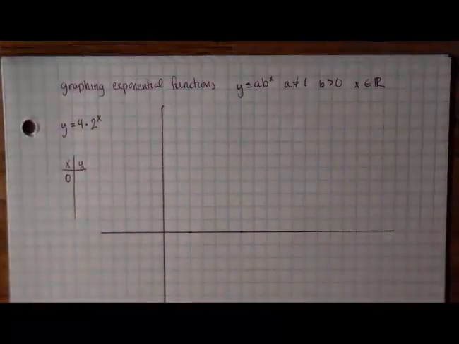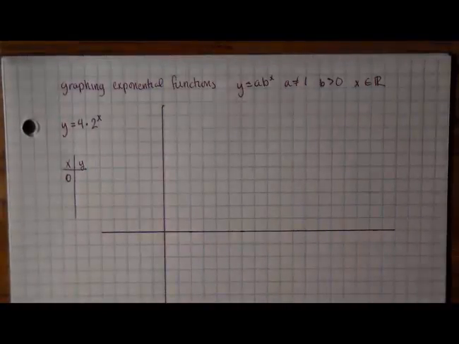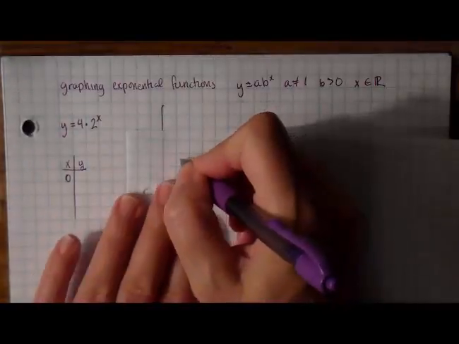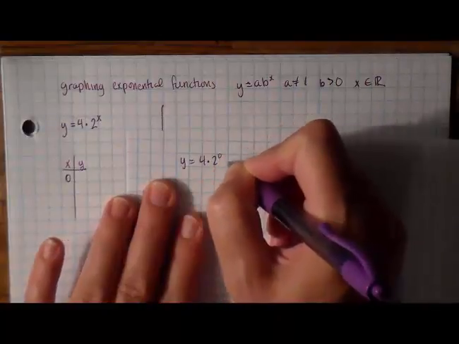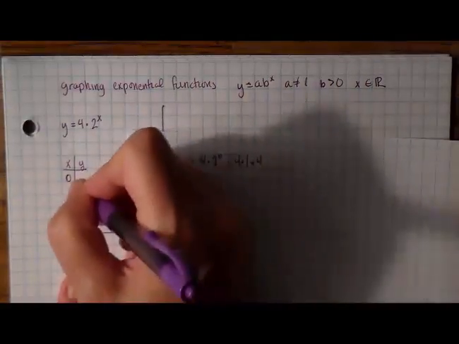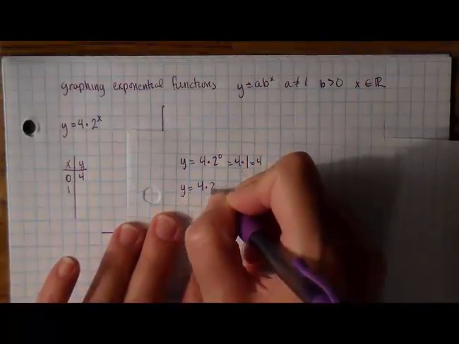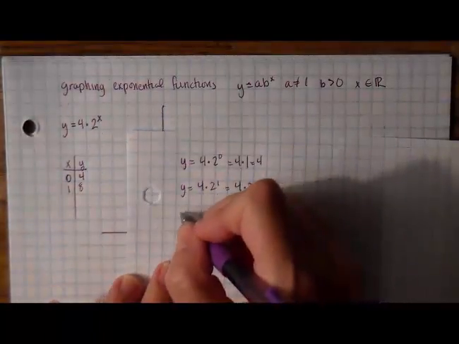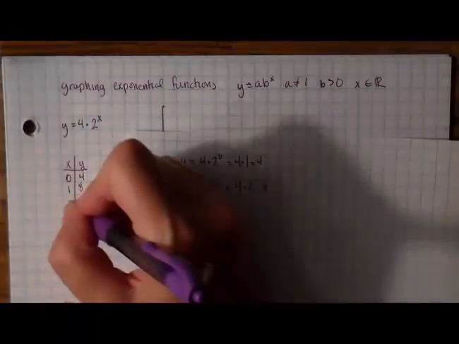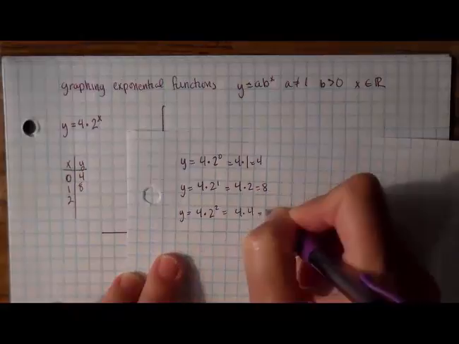And as we know, any number to the power of zero is one, not zero. y is equal to 4 times 2 to the 0, so that's 4 times 1, so that's 4. If I plug in 1 for x, I get y is equal to 4 times 2 to the 1, so that's 4 times 2, so that's 8. If I plug in 2, I get 4 times 2 squared, so that's 4 times 4, so that's 16.